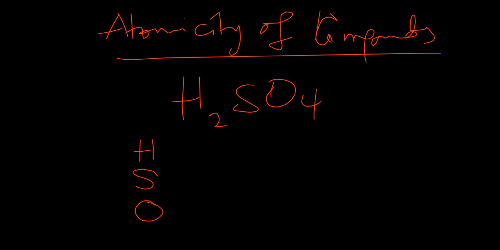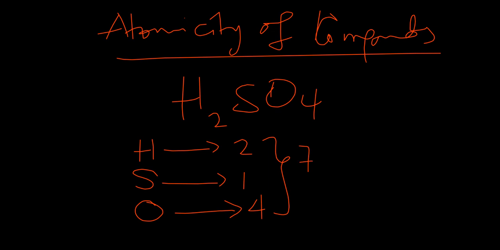But how many of the hydrogen atoms can you find? You can find two hydrogen atoms. How many sulfur atoms can you find there? You can find just one sulfur atom. And how many oxygen atoms can you find there? You can find four oxygen atoms. So when you add all of these numbers together, 2 plus 1 plus 4 would give us 7.